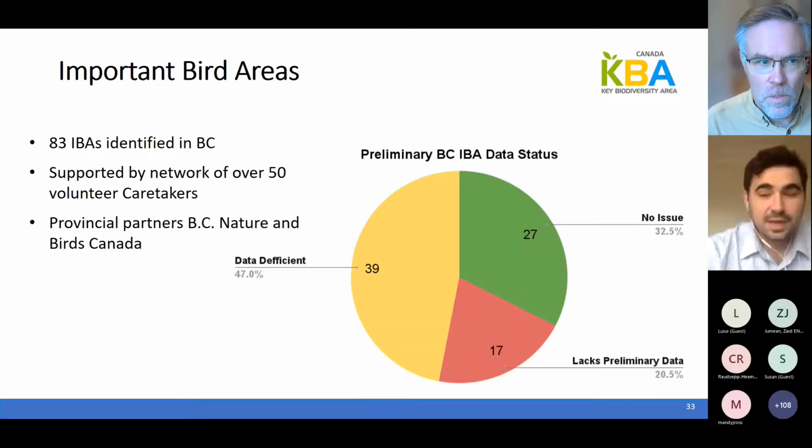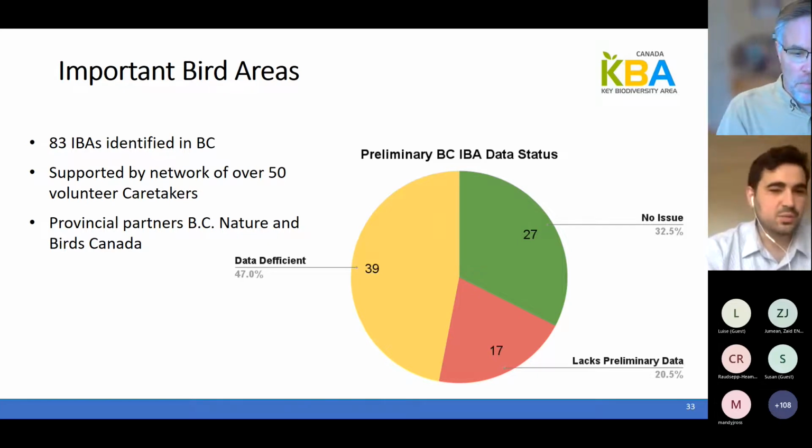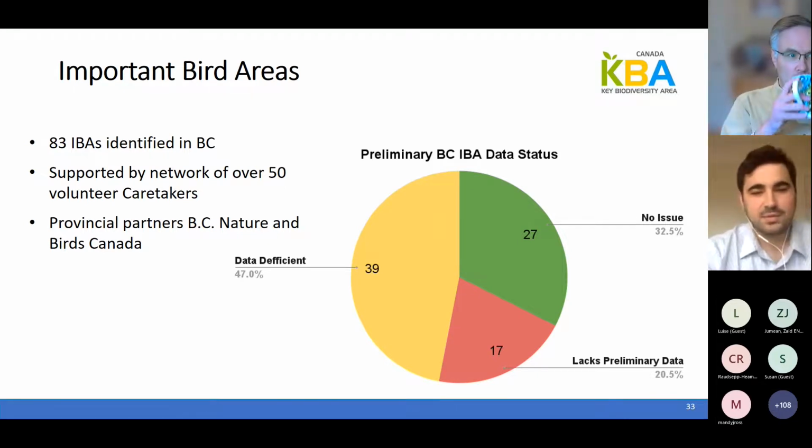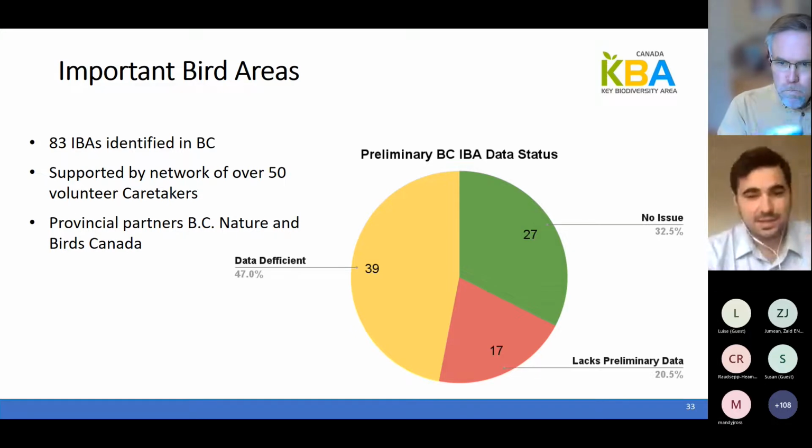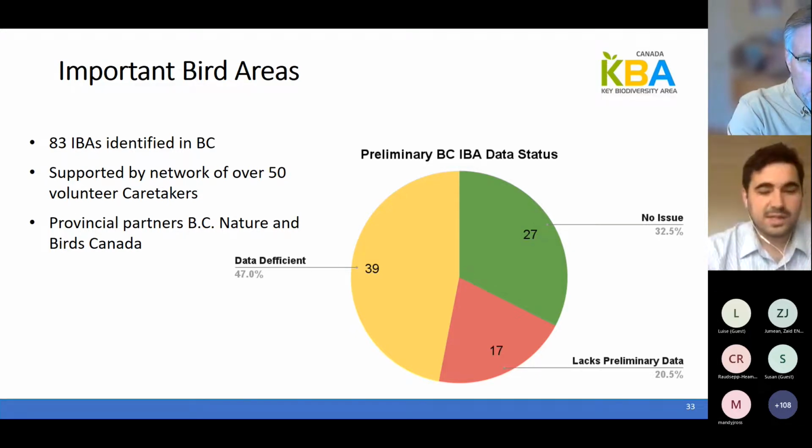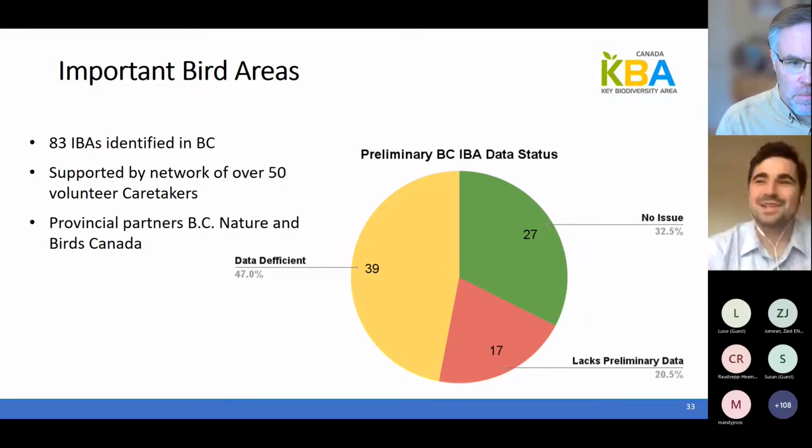So we have 83 IBAs in BC that are known. As Ian and Kiara mentioned, we're currently in the process of evaluating them to ensure that we can qualify them as KBAs. That process has been spearheaded by Birds Canada. They have conducted a national level review of all IBAs in the country. And in BC, we came out with some of the best results for data quality, which we attribute to our active caretaker program.